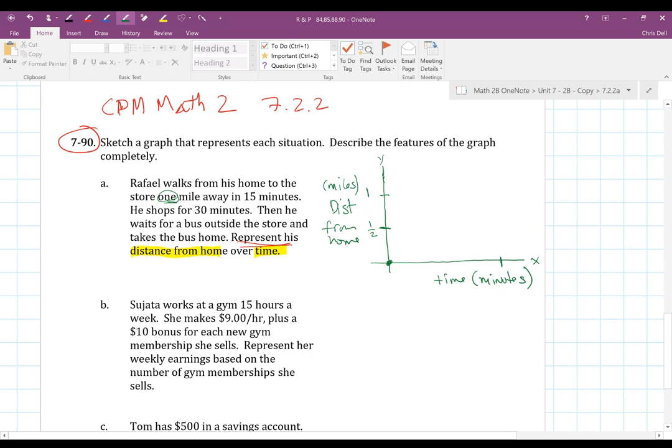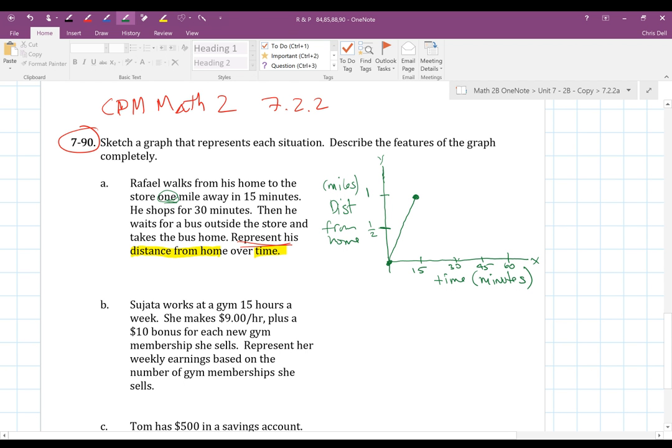We'll make this say 60 minutes, up to 60. So there's 15, there's 30, 45. Should we move that over a little bit? Oops, let me erase all that. And then there's 60 minutes. So in 15 minutes, he walks from home and he's at the store 1 mile away. So it takes him 15 minutes to walk 1 mile, if he's walking a consistent pace.